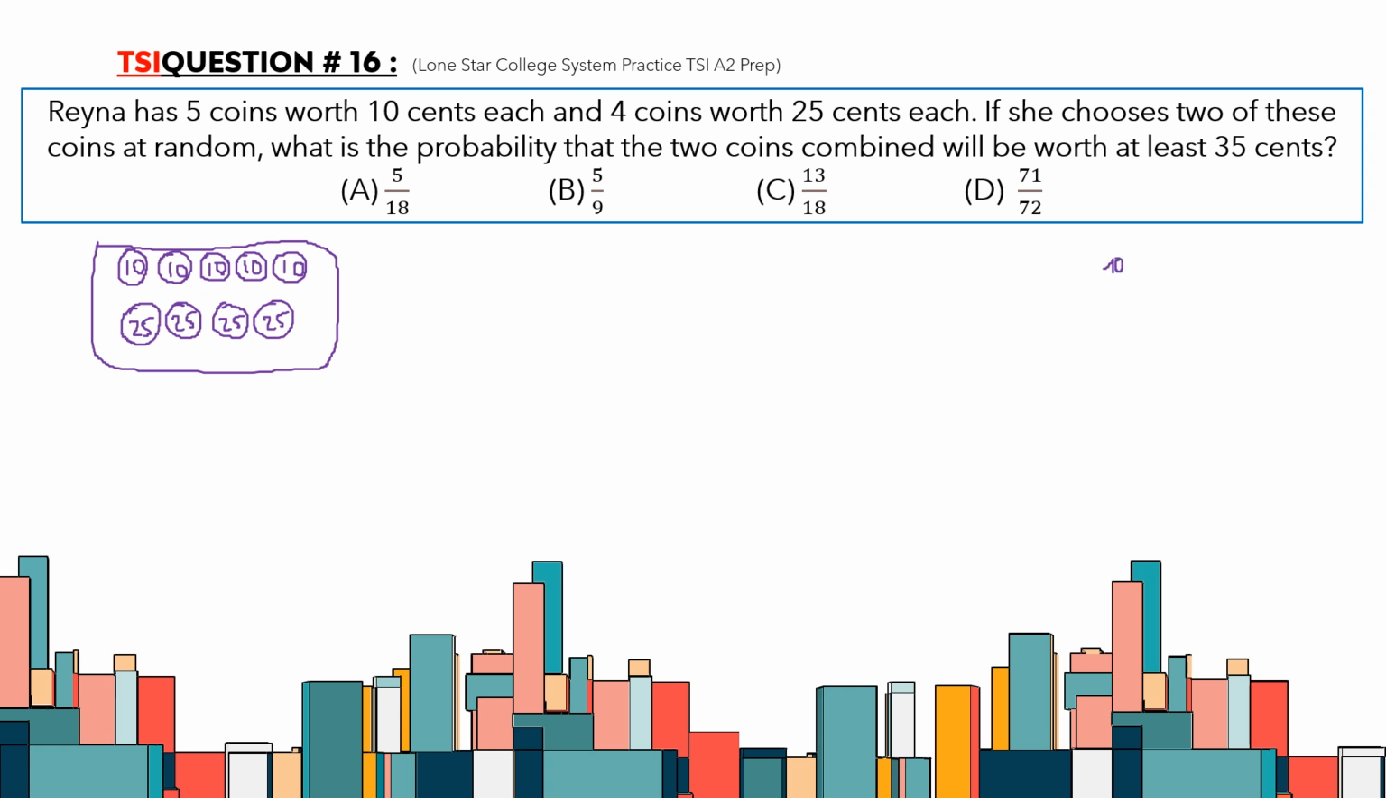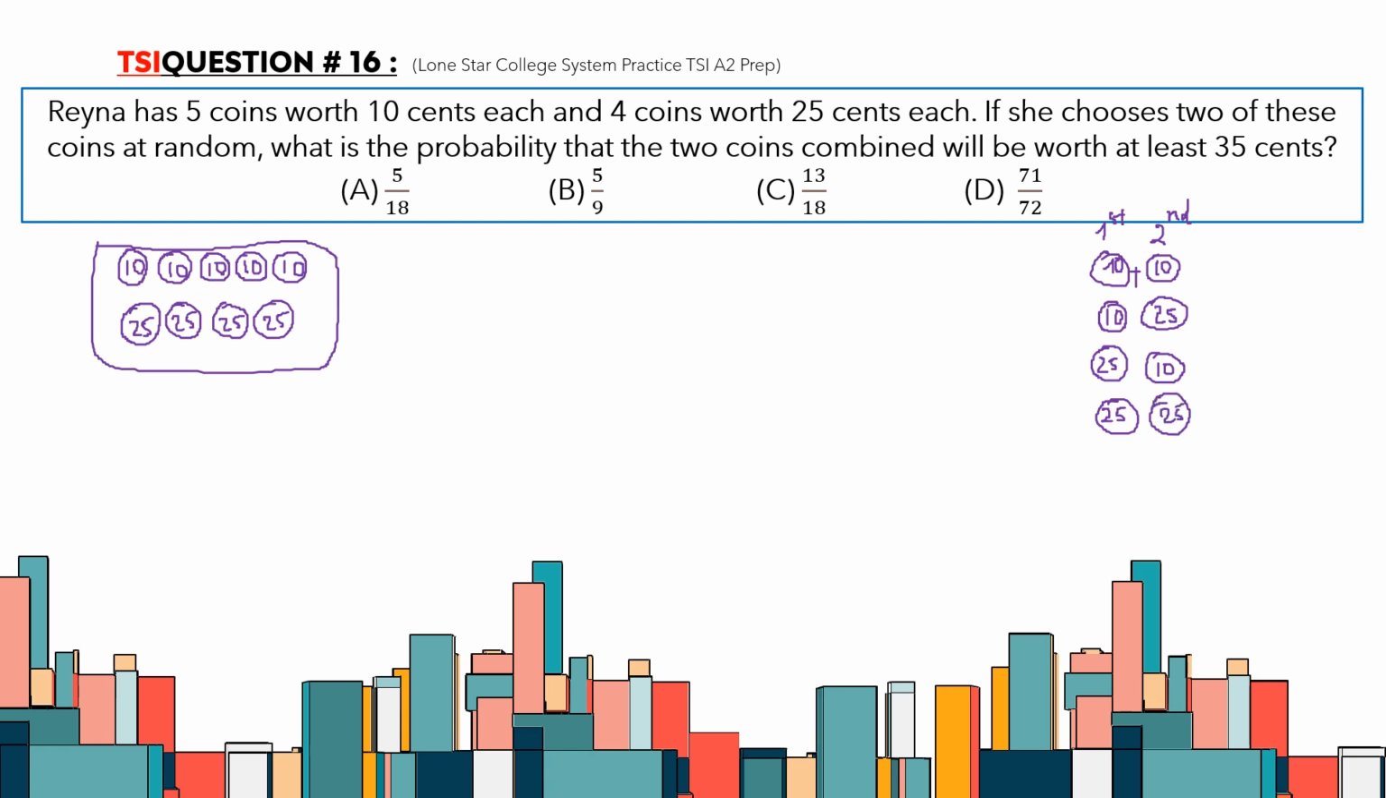The first coin can be 10 cents. Then the second one can be 10 cents. The first one can be 10 cents. Then we have the 25 cents. Then the first one can be 25 cents, and the next one is 10 cents. And 25 cents at first pick, and then the second pick. Okay, this one can be 25 cents.